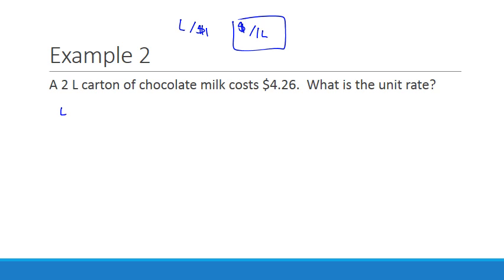So I'm going to say it costs $4.26 for 2 liters. And then I divide 4.26 by 2, and I'd end up getting $2.13 for 1 liter, and I can express that then in my unit rate form, $2.13 per liter.